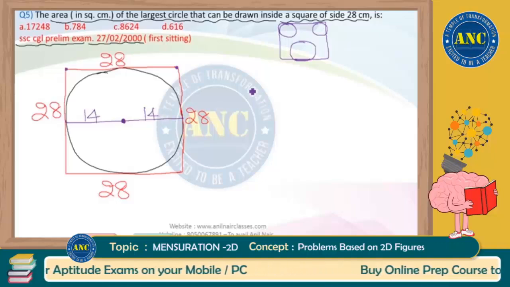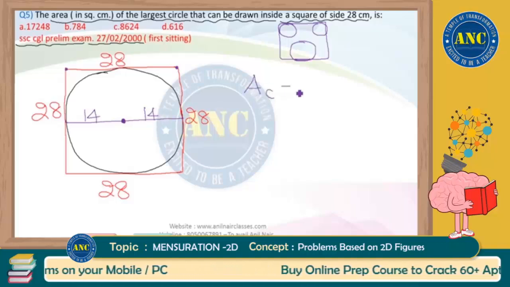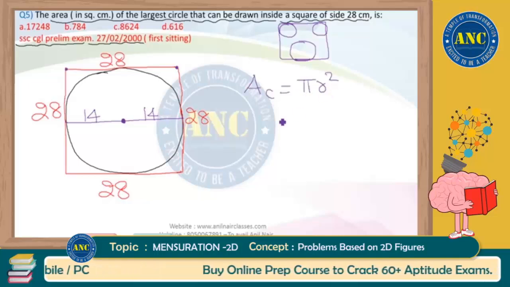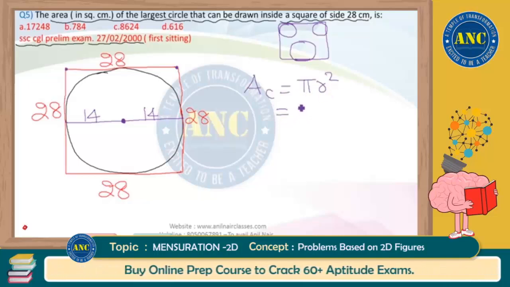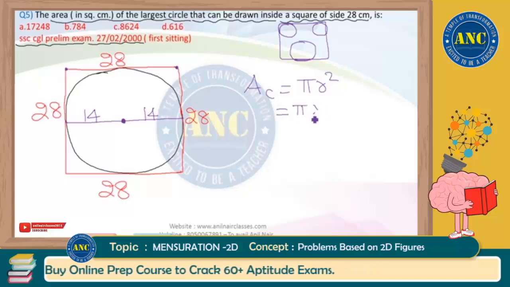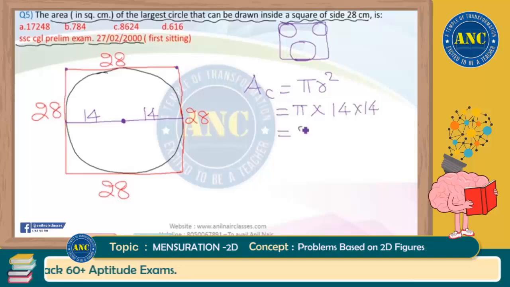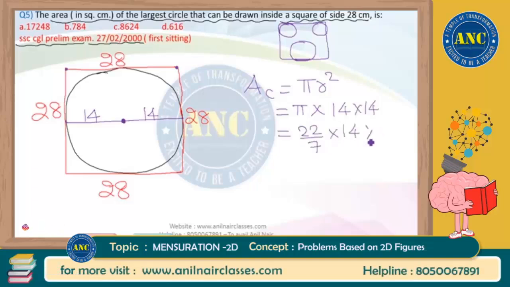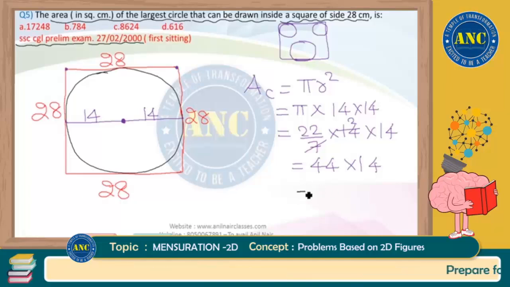Now they are asking you to find the area of the circle. Area is pi r square. This is nothing but pi into 14 square, 14 into 14. That means this is 22 divided by 7 into 14 into 14. So this is 7 into 1, 7 into 2. So the answer for this question is 44 into 14. 44 into 14 should definitely give you the answer as 616.